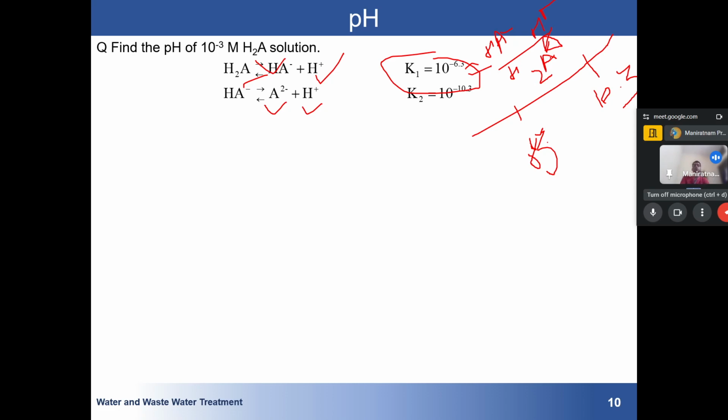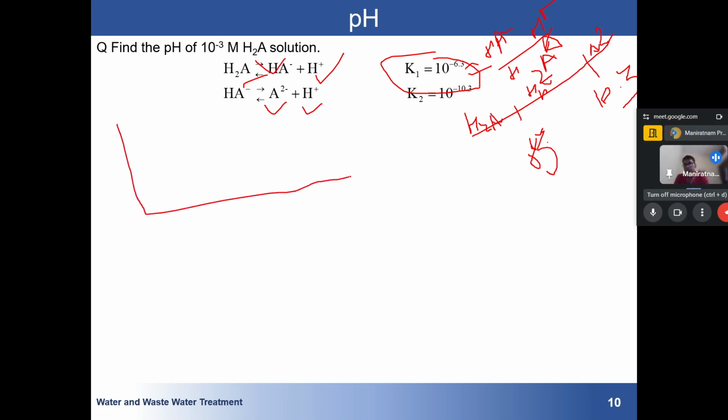Now imagine the pH is around 5. So this is 10 to the power minus 5. You put it here, and the ratio is less than 1, so you can say that H2A is dominant. Similarly, if you put values here, you can use any equation. Here you will see that HA- is dominant, and here you will see that A2- is dominant.